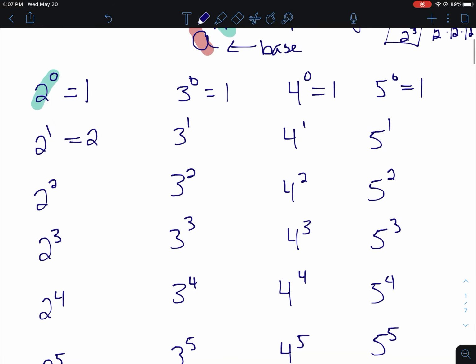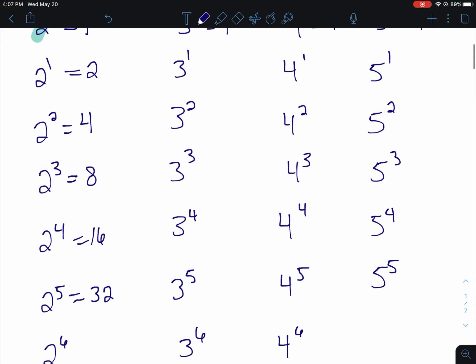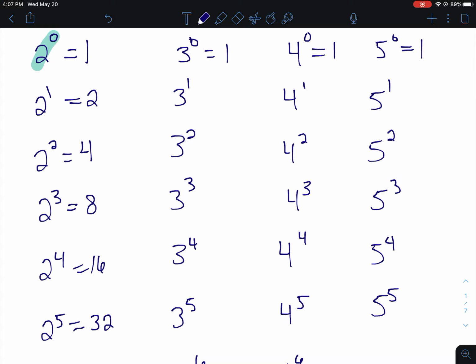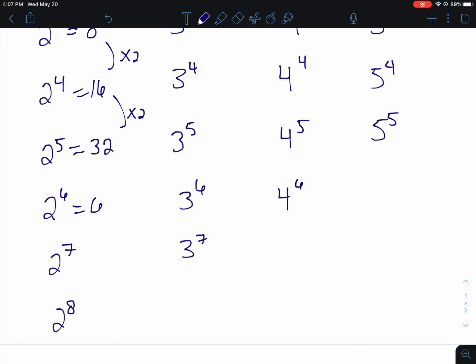So 2 to the 1st is 2. 2 to the 2nd is 4. 2 to the 3rd is 8. 2 to the 4th, 16, 2 to the 5th, 32. You should start to see a pattern just like we did with geometric sequences in the beginning of the year. Every time I go to the next term, I'm just multiplying by 2, right? And that would continue and continue all the way down. So 2 to the 6th, 64, 2 to the 7th, 128, and 2 to the 8th, 256.